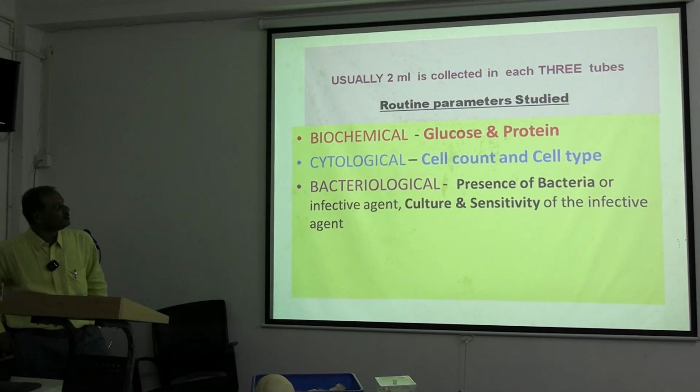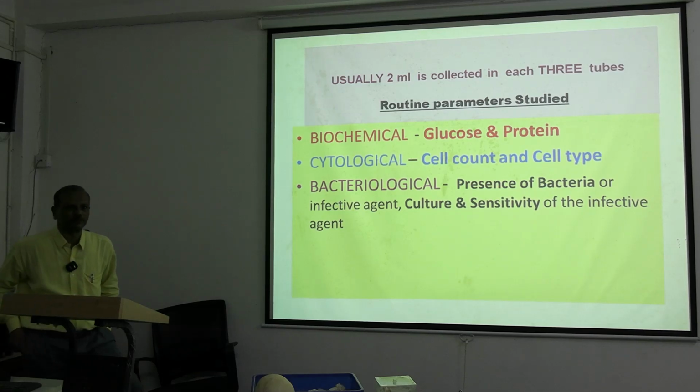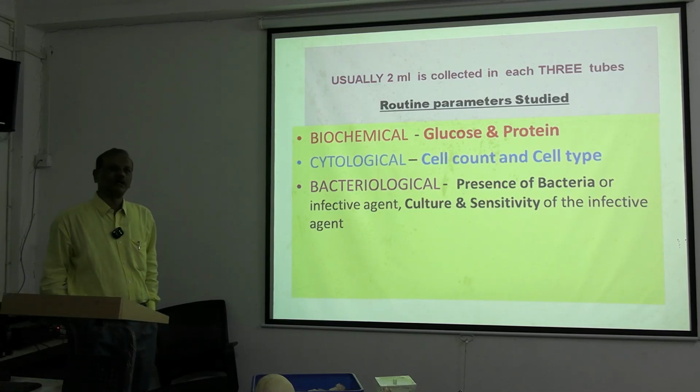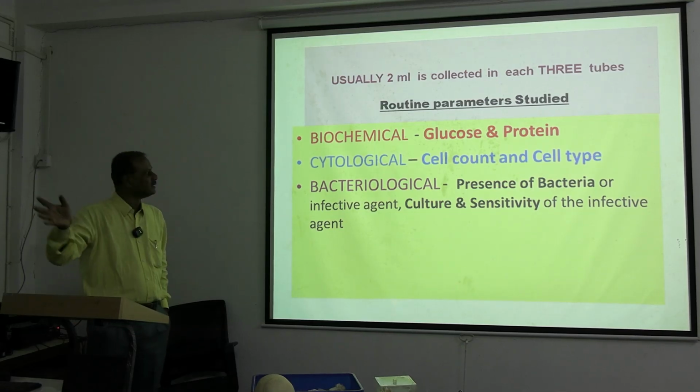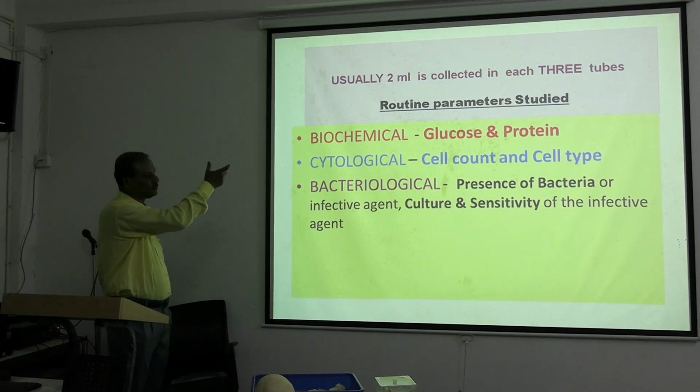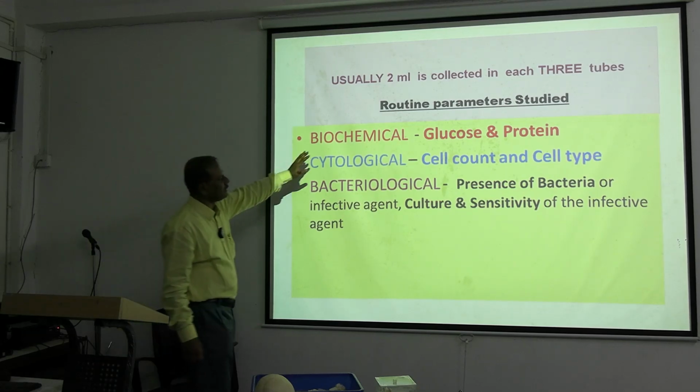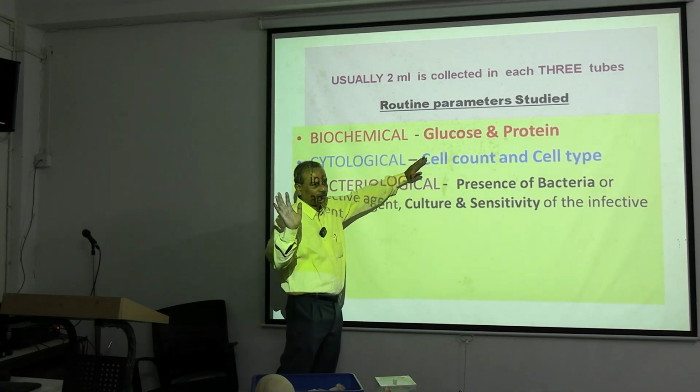So usually 2 ml are collected in 3 tubes, because for the central lab, in one container you can collect 5 to 6 ml and send it directly. Otherwise, if it is done in 3 different places, you need to collect 2 ml in each tube. So the biochemical test is done only for glucose and protein, no other parameter.